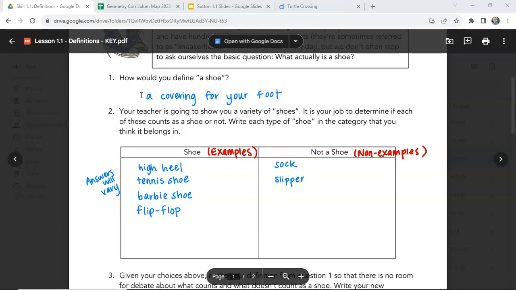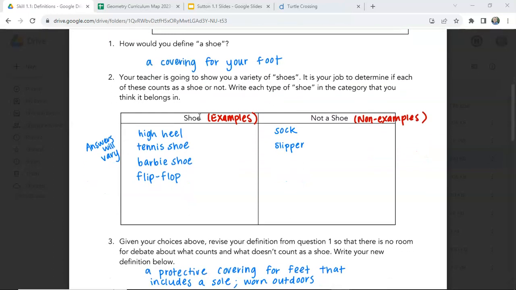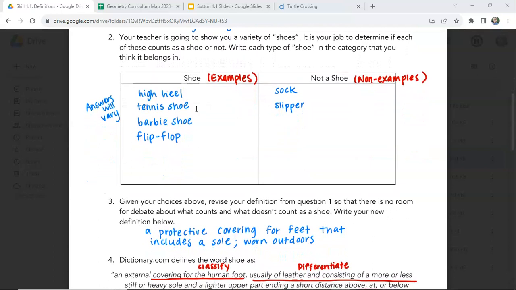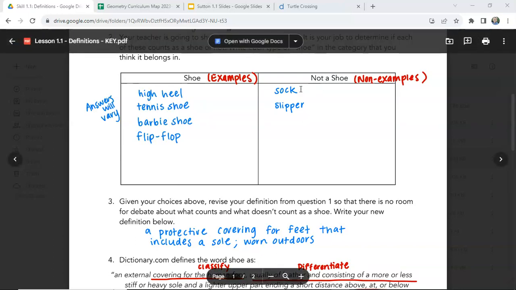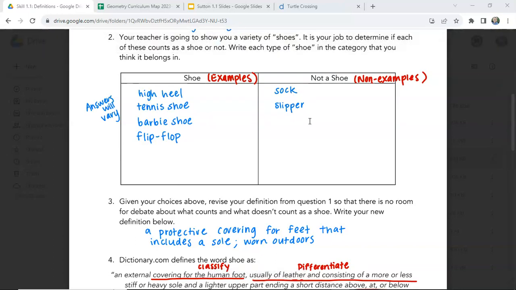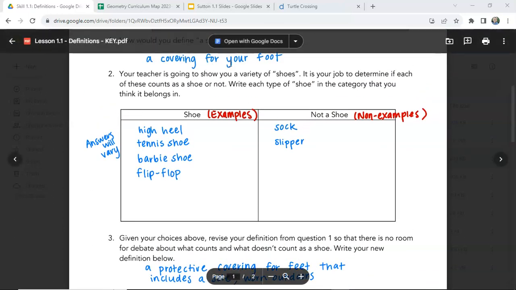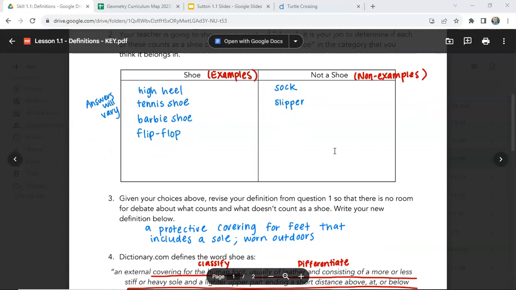So how would you define a shoe? Covering for your foot, something along those lines. A lot of these, your answers might vary. So some examples of shoes: high heel, tennis shoe, Barbie shoe, flip-flop, sneaker, basketball shoe, any kind of athletic shoe. Things that are not a shoe are socks and slippers. So that's kind of interesting because a sock is a covering for your foot also, right? But we know it's not a shoe.